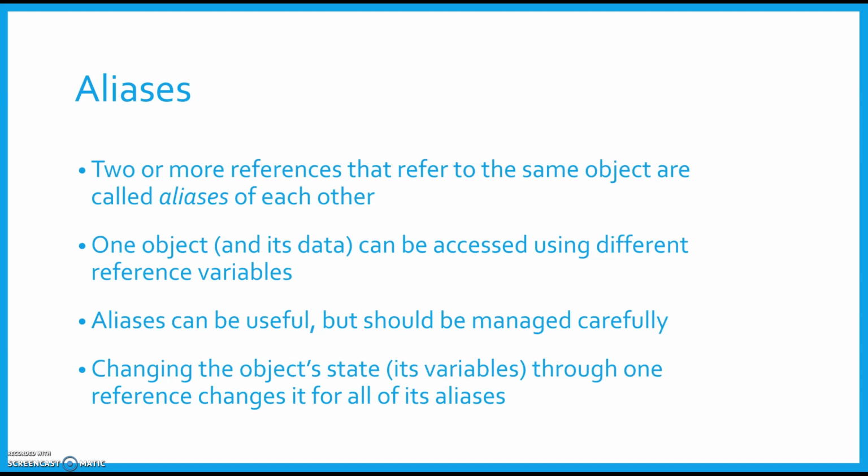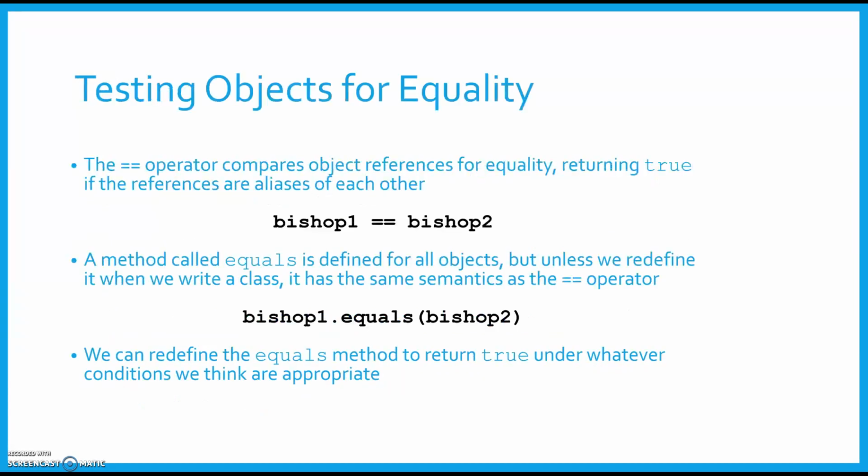So how do I have multiple objects without creating aliases? Well, that's easy. You create a new object through the declaration instantiation statement. You don't do it through assignment. Assignment creates aliases. So how do we know whether two objects are aliases of each other? Well, we test for equality.